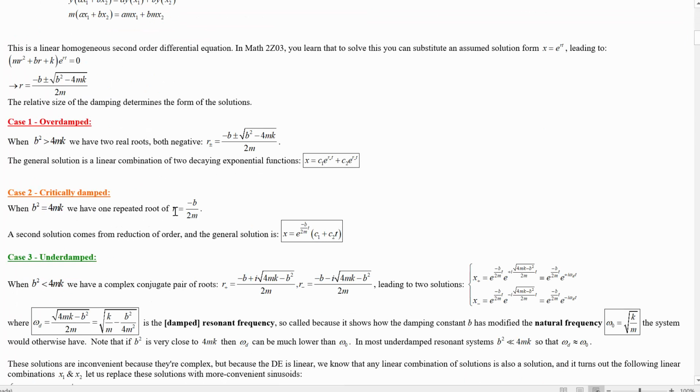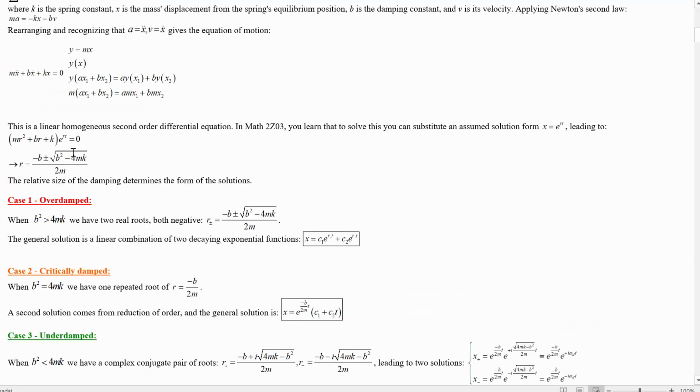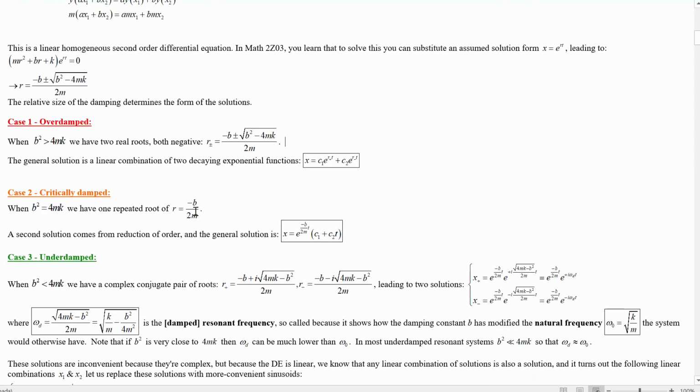Okay. If b squared is exactly 4mk, you have a special case where you get only one root, which is negative b over 2m, and we can find another solution through the math technique of reduction of order, which ends up being e to the negative b over 2m t times t. And this also looks like a decaying exponential function. Despite the extra factor of t, it doesn't make much difference to how the graph looks.